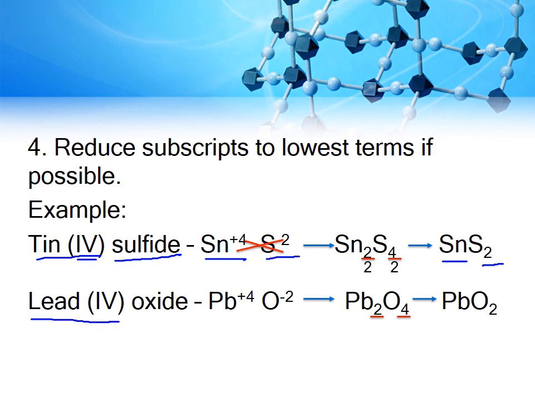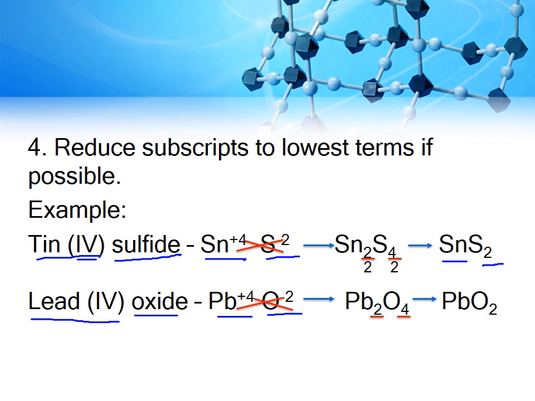Another is lead 4 oxide. Again, we will write the symbol and the oxidation state of lead, and that is Pb positive 4. And oxide is O negative 2. So their oxidation numbers are not equal. So therefore, we will cross it over and we will write it as subscripts. So here we have Pb2O4.